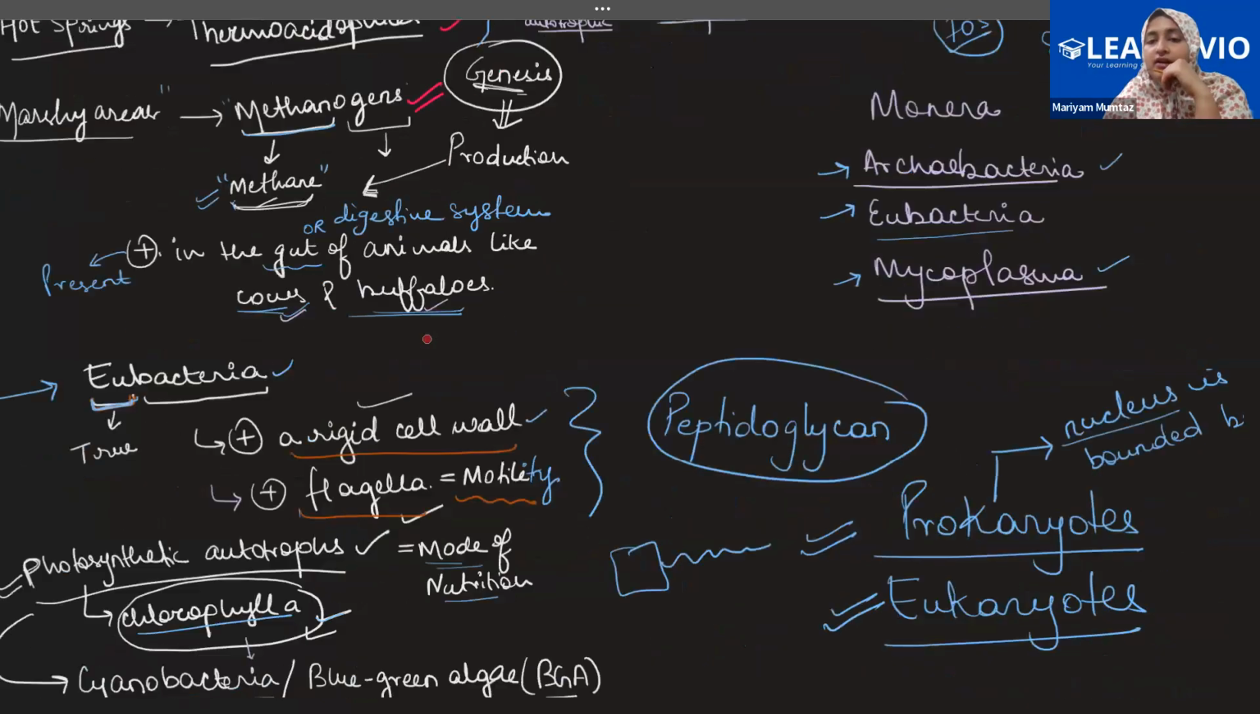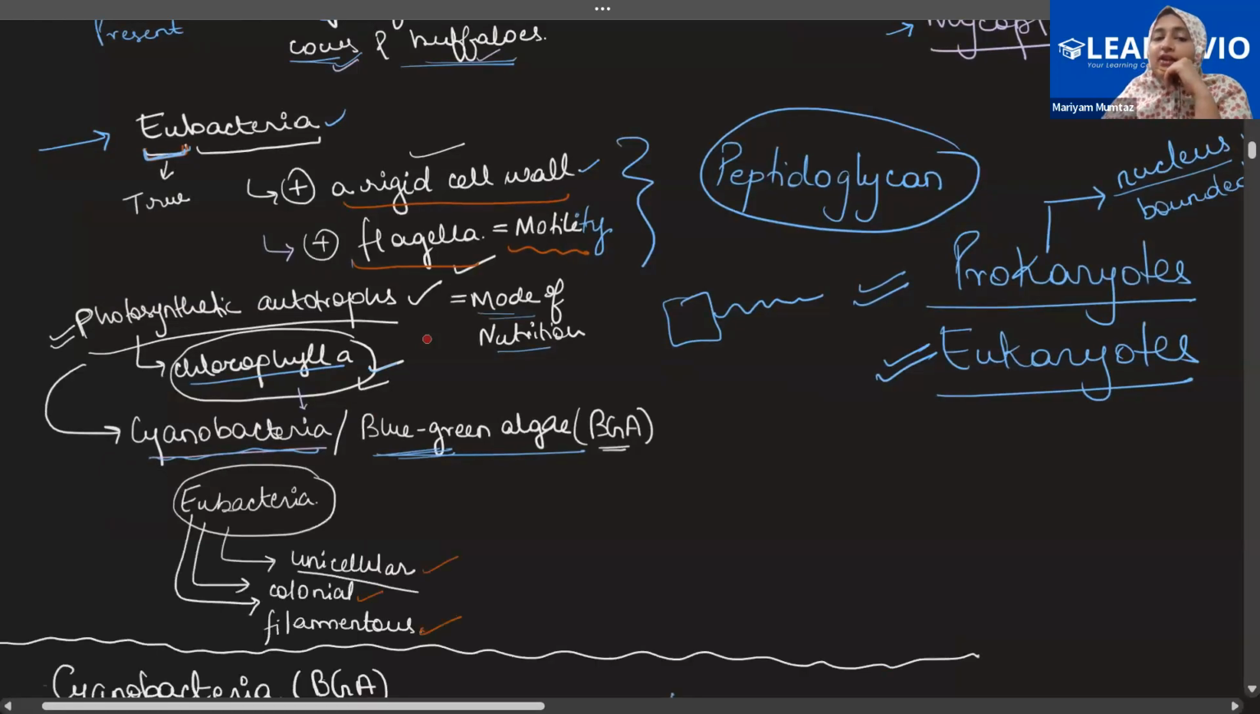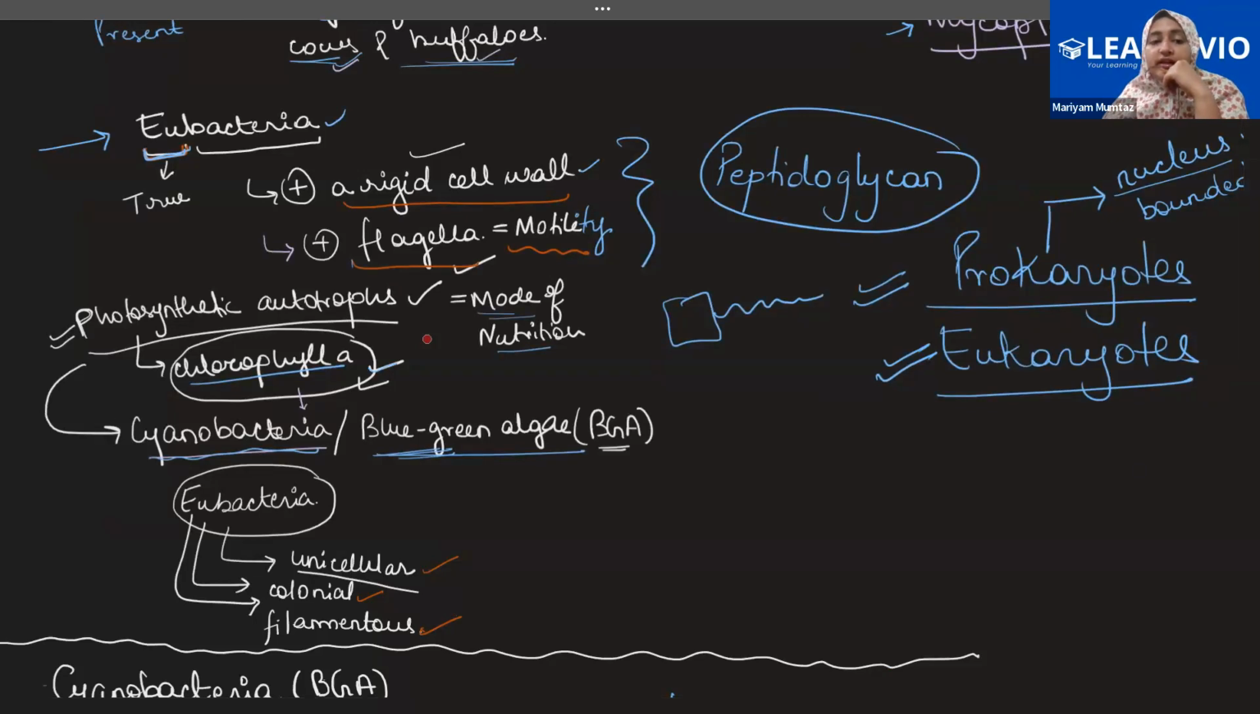Now, after that comes the eubacteria. Eubacteria have a rigid cell wall present. They have flagella present, which enables them to move around. Their mode of nutrition is photosynthetic autotrophic because they have chlorophyll a present in them. One example of eubacteria is the cyanobacteria, also known as the blue-green algae.